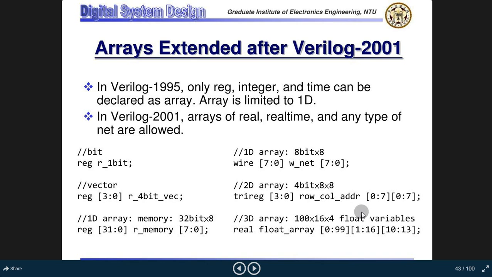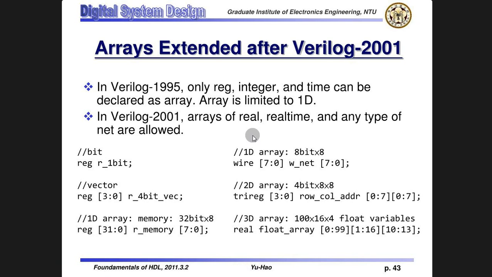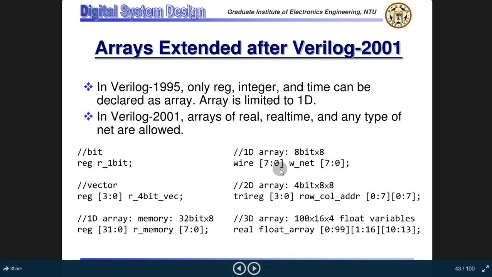Arrays were extended after Verilog 2001. In Verilog 1995, only reg, integer and time can be declared as arrays, and arrays are limited to 1D. In Verilog 2001, arrays of real, time and any type of net are allowed. For example, a 1D array of 8 registers, a wire vector, and a 4-bit vector register with row and column. These are the specific notations, and each notation has its own explanation.